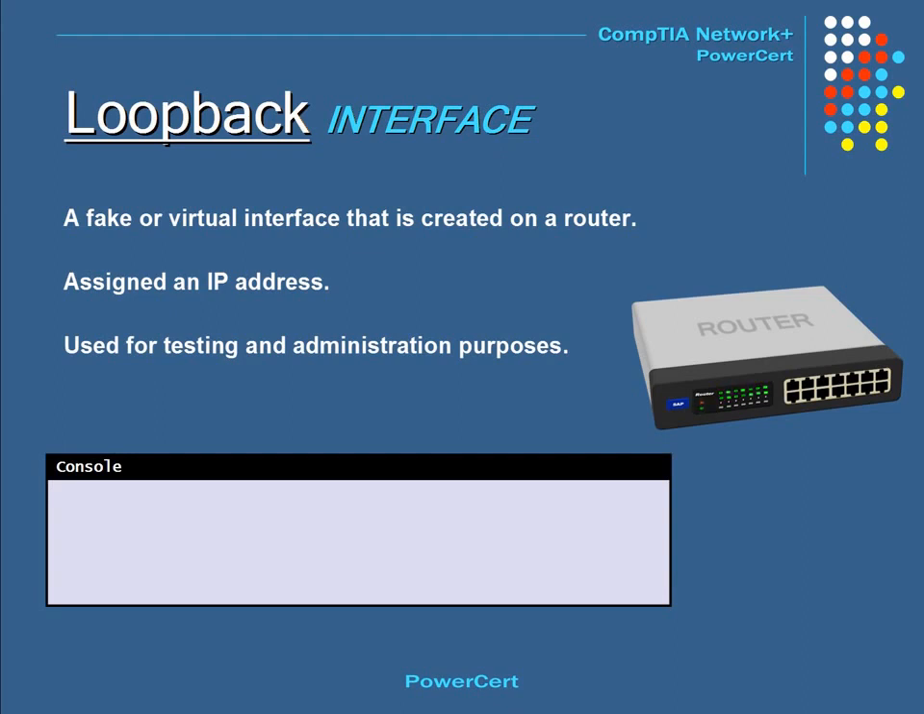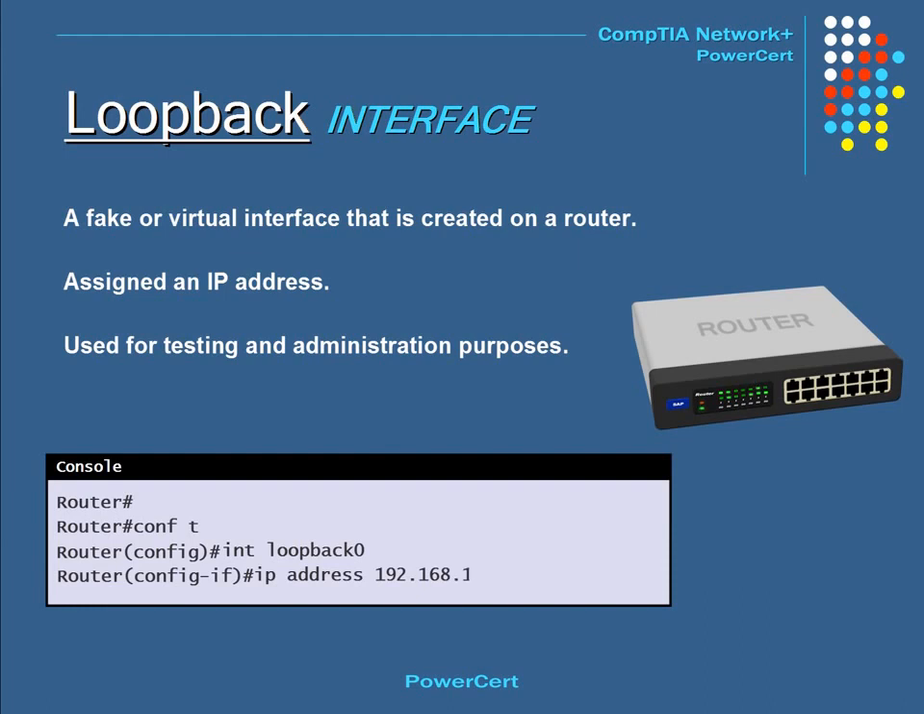As an example, let's assign an IP address to a loopback interface on a Cisco router. In a terminal window, and by the way, you don't need to know all this as far as creating one. You just need to know for the exam that it's used for administration and testing. Back to our terminal, while we are in configuration mode, we enter INT for interface, then loopback 0, then an IP address of our choice, and then a subnet mask, and then you're done.